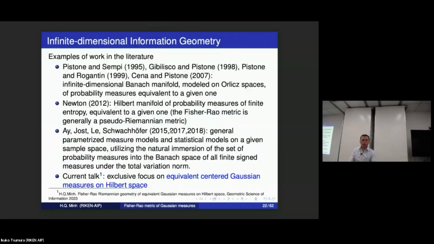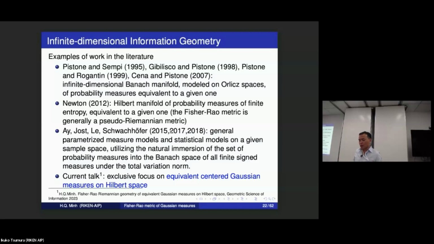There has actually been a lot of work in the literature in highly abstract settings. In the work of Pistone and many of his colleagues, they consider an infinite dimensional Banach manifold modeled on Orlicz spaces, with probability measures equivalent to a given one, and we have the work of Newton on the Hilbert manifold of probability measures of finite entropy equivalent to a given one. The Fisher-Rao metric in this case is generally a pseudo-Riemannian metric. And we have a series of work by Ay, Jost, Le, and Schwachhöfer, where they consider the natural immersion of the set of probability measures into the Banach space of all finite signed measures with the total variation norm. This series of papers is highly abstract.